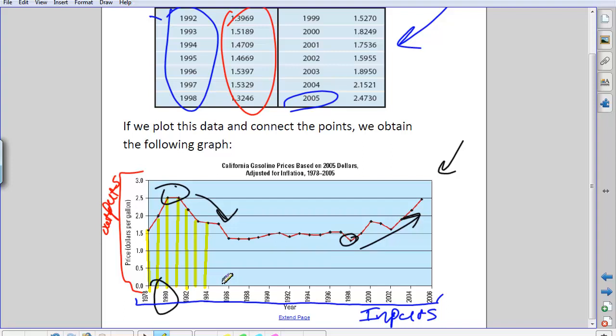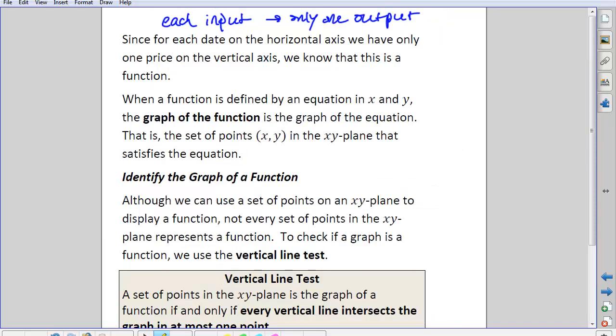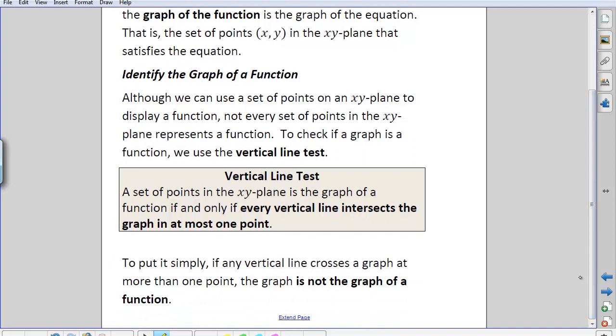Now there's a quick, easy way we can determine whether this graph is the graph of a function, and we'd use what's called a vertical line test. And so the vertical line test says a set of points in the xy plane is the graph of a function if and only if every vertical line intersects the graph at most one point. So that's stating the vertical line test. To simplify that, if any vertical line crosses the graph at more than one point, the graph is not the graph of a function. So if a vertical line crosses at more than one point, not a function.